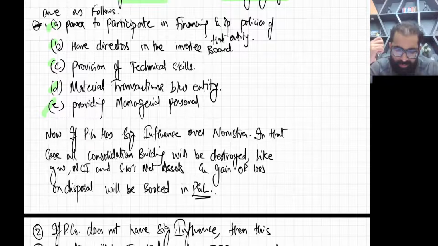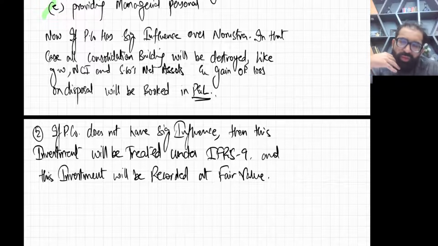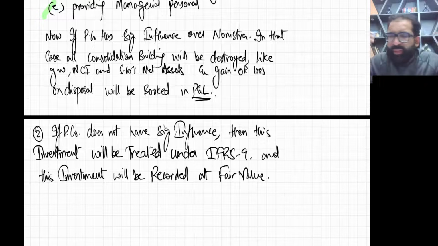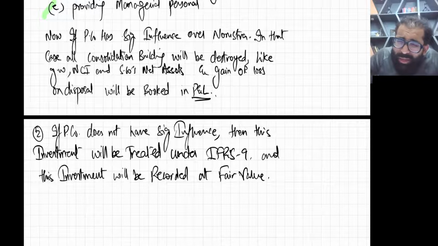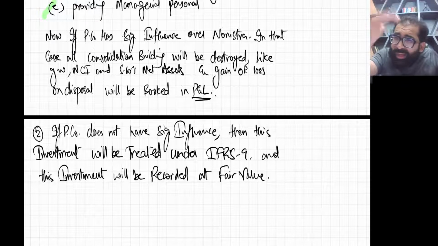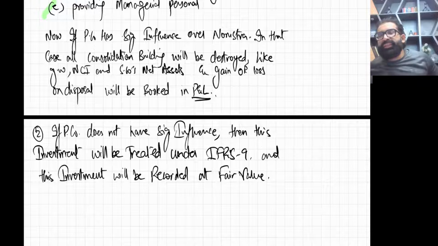Now the second case, case 2. I told you we have two options, the control is gone. If you think that control is gone and you also don't have significant influence, now it's just a trade investment for you. And for trade investment we apply IFRS 9, and IFRS 9 says to record your share investment at fair value. So then we need to bring it to fair value. So this is all we need to discuss.